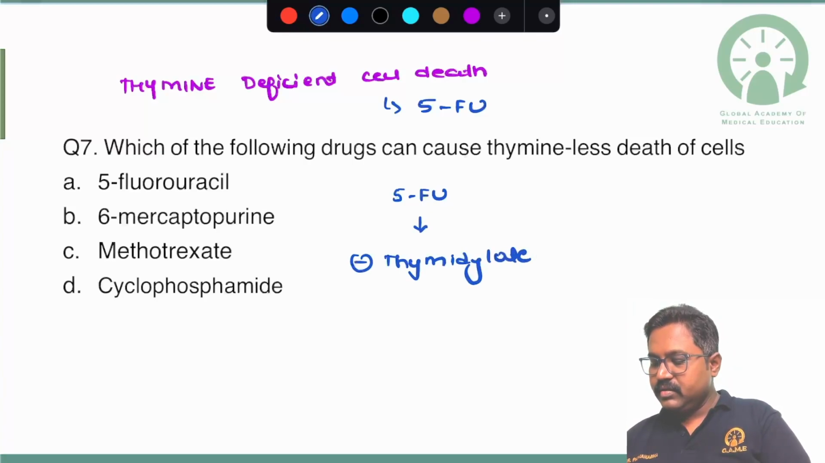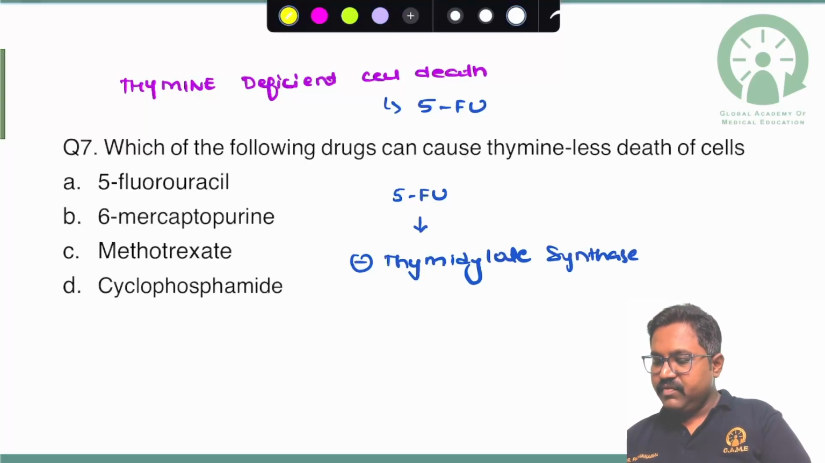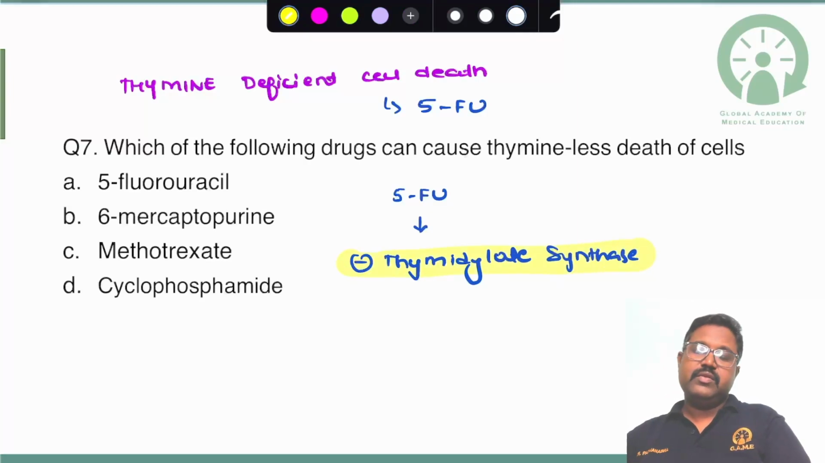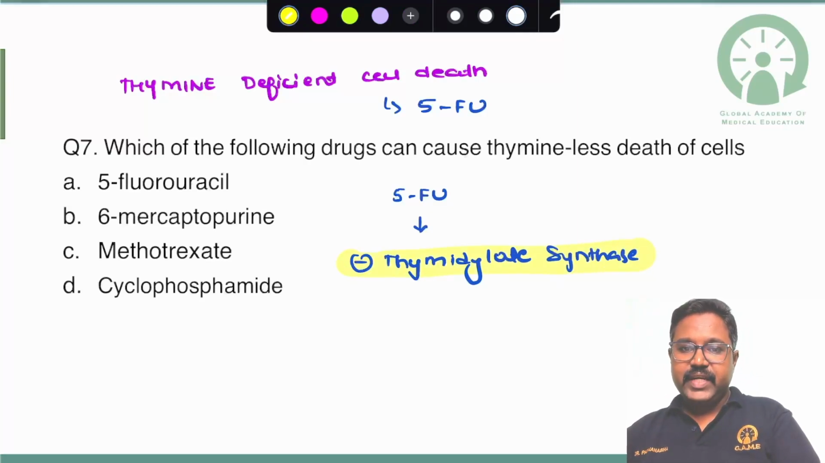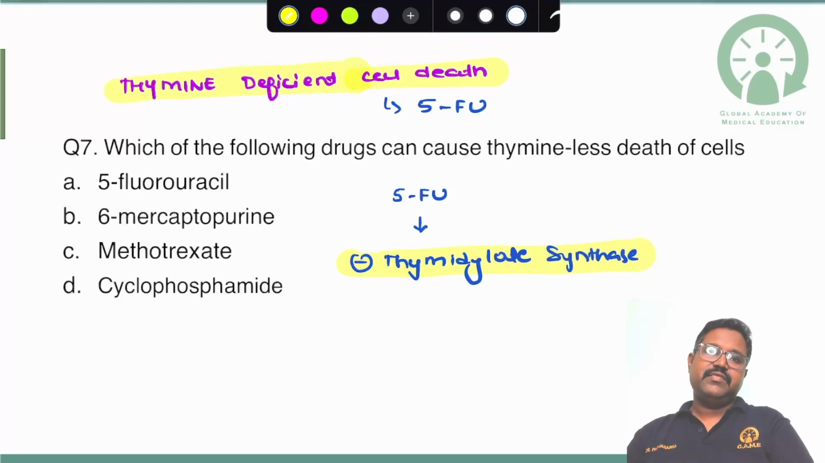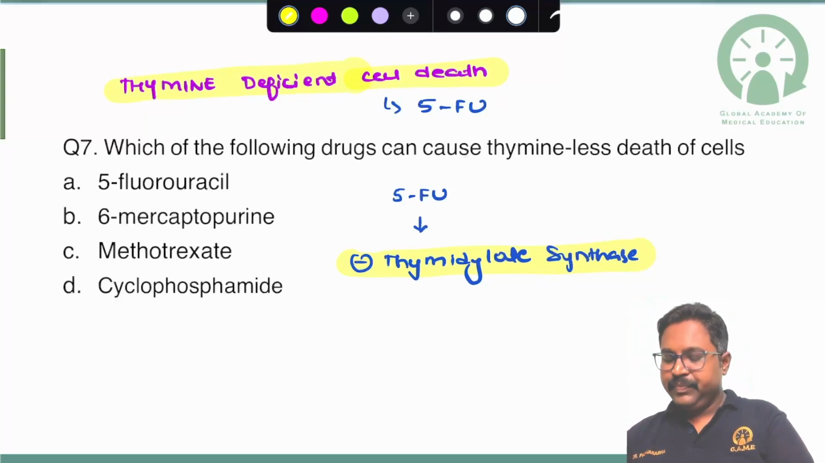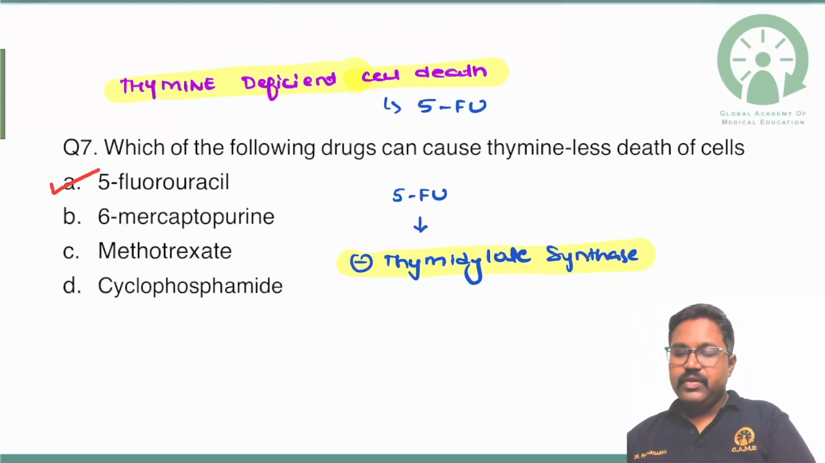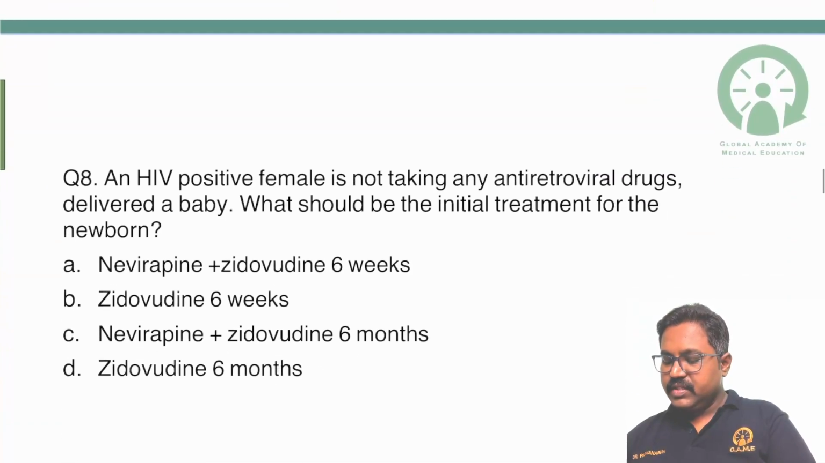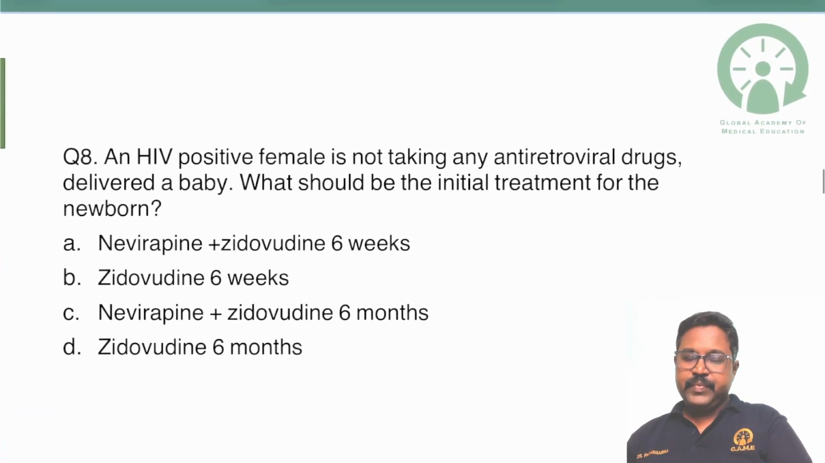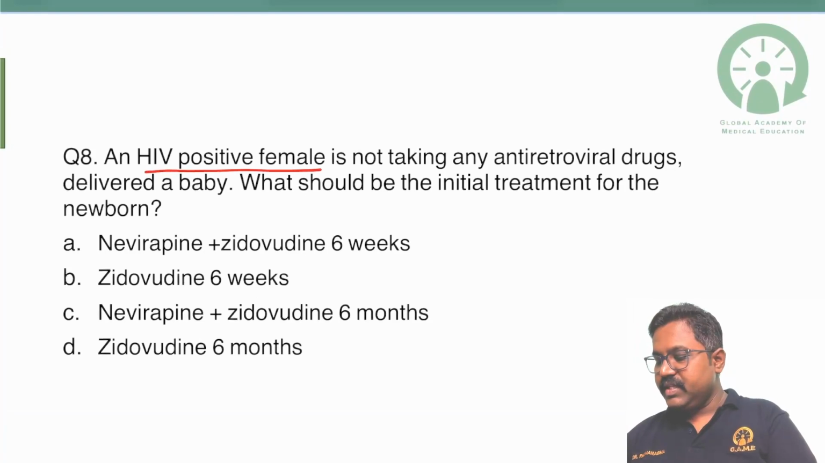Thymidylate synthase enzyme is inhibited. So 5-fluorouracil will inhibit thymidylate synthase, thereby it causes the deficiency of thymine in the cell, that is leading to the cell death. So here the drug of choice will be your 5-fluorouracil.